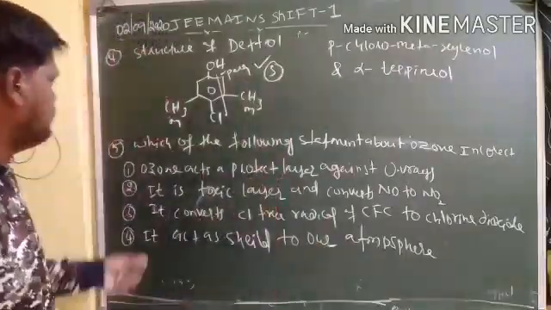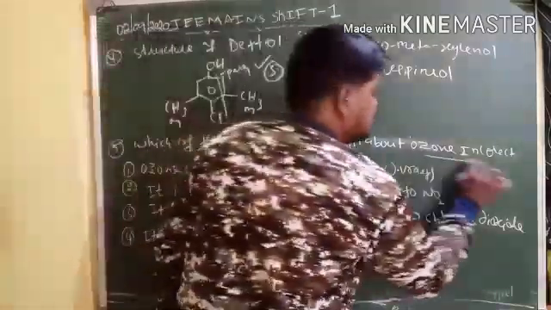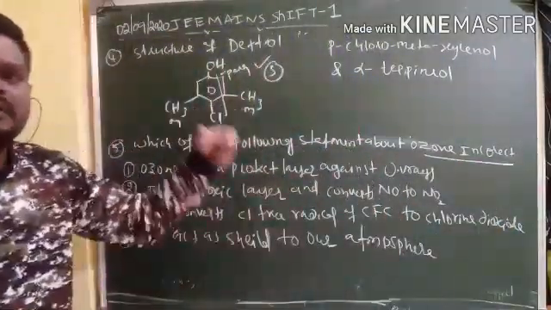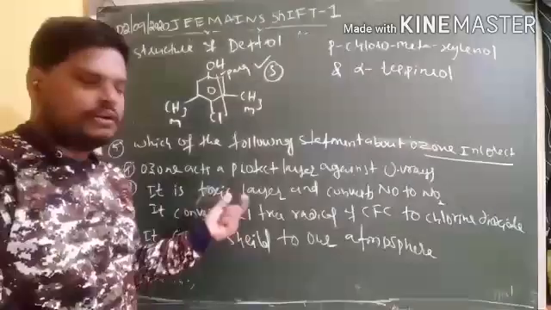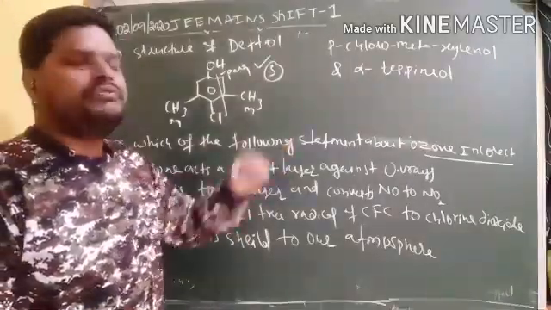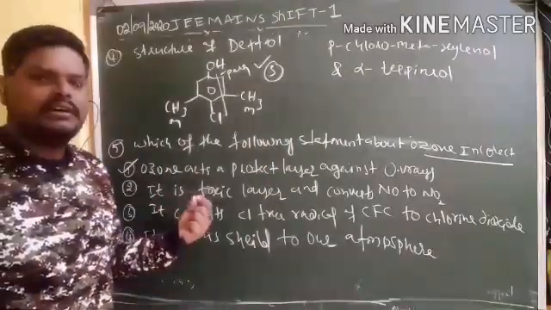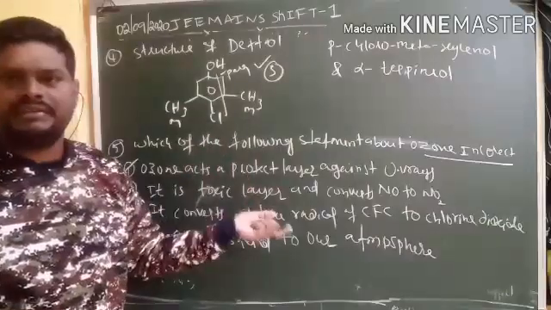And coming to the next question. Which of the following statements about ozone is incorrect? Incorrect. We need to pick the incorrect statement about ozone. First option, ozone acts as a protective layer against UV radiation. Yes, it is a correct option. Ozone acts as a protective layer against UV radiation, right?